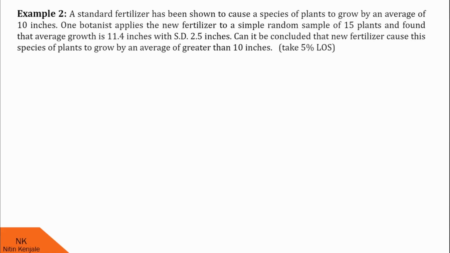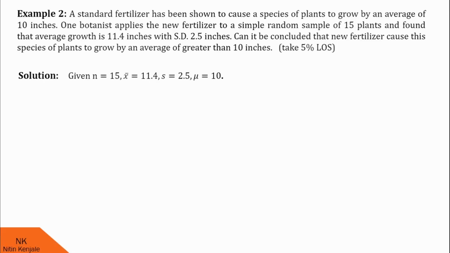In this example, a standard fertilizer has been shown to cause a species of plants to grow by an average of 10 inches. One botanist applies this new fertilizer to a sample of 15 plants and found that average growth is 11.4 inches with standard deviation 2.5 inches. Can it be concluded that the new fertilizer caused this species of plants to grow by an average of greater than 10 inches? Take 5% LOS. Let us proceed for the solution.